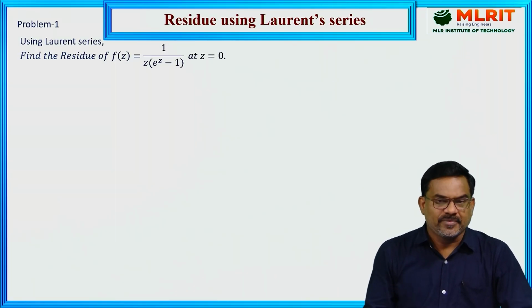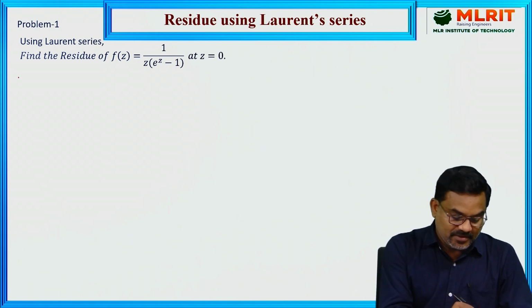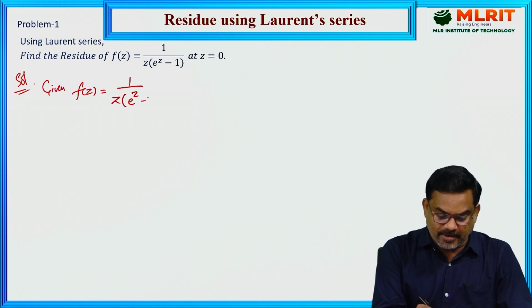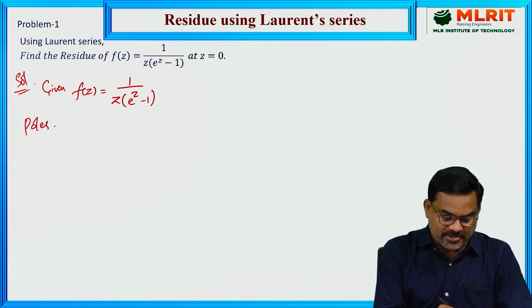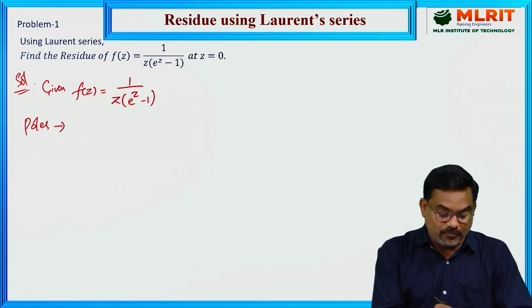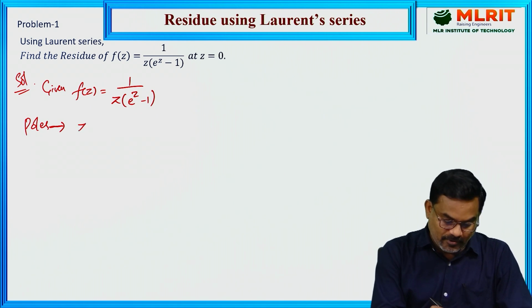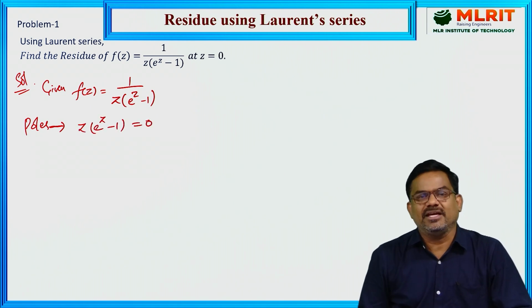The first one: using Laurent series expansion, find the residue of this function. Solution: what is the given function? f of z is 1 by z into e power z minus 1. First we need to find the poles of this function. To find the poles we need to equate the denominator to 0. What is the denominator here? z into e power z minus 1. So equate it to 0.